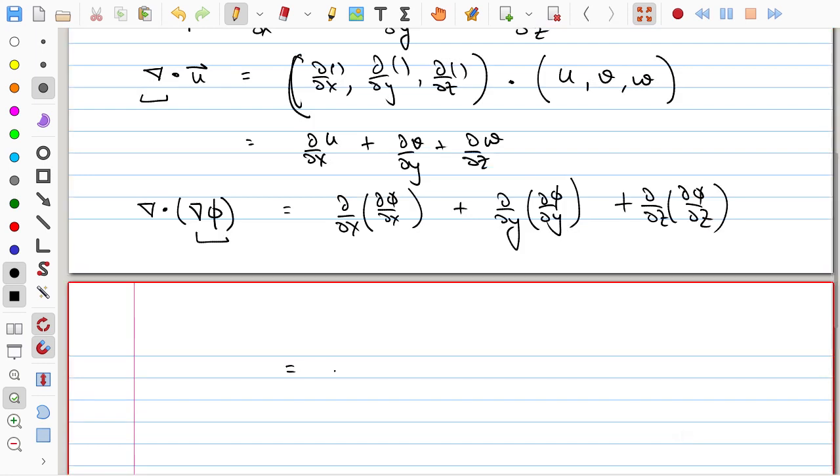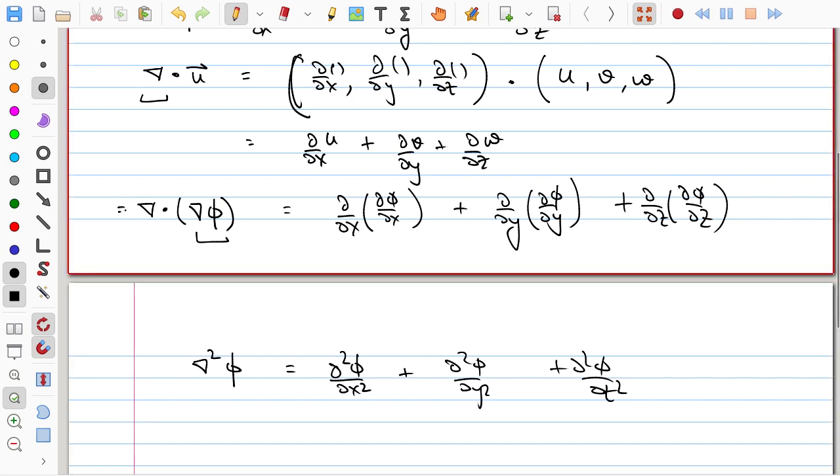So this simply becomes del 2 phi by del x2 plus del 2 phi by del y2 plus del 2 phi by del z2, and this is also called the Laplacian of phi. So if you have a square over del, it actually means this thing. So I can actually write it in 3 lines. So this is the definition of the Laplacian of phi. It's the divergence of the gradient of phi.